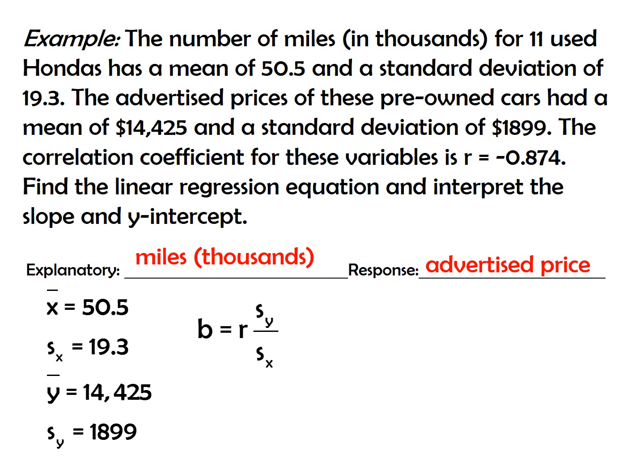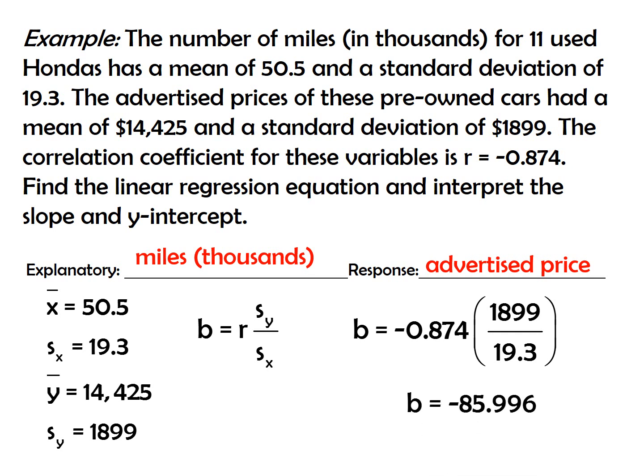To find the slope of this relationship, we would do the correlation coefficient times the quotient of standard deviation y over standard deviation x. So we substitute those values in, and we find out that the slope is negative 85.996. This makes sense because we saw that the correlation coefficient is negative, so that means that the points should be going down, and the slope confirms that because it's a negative slope.